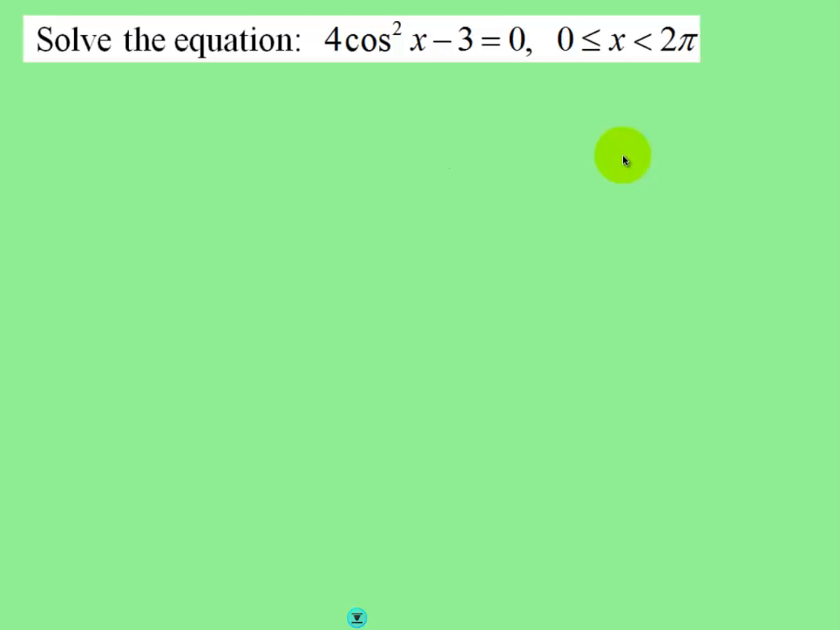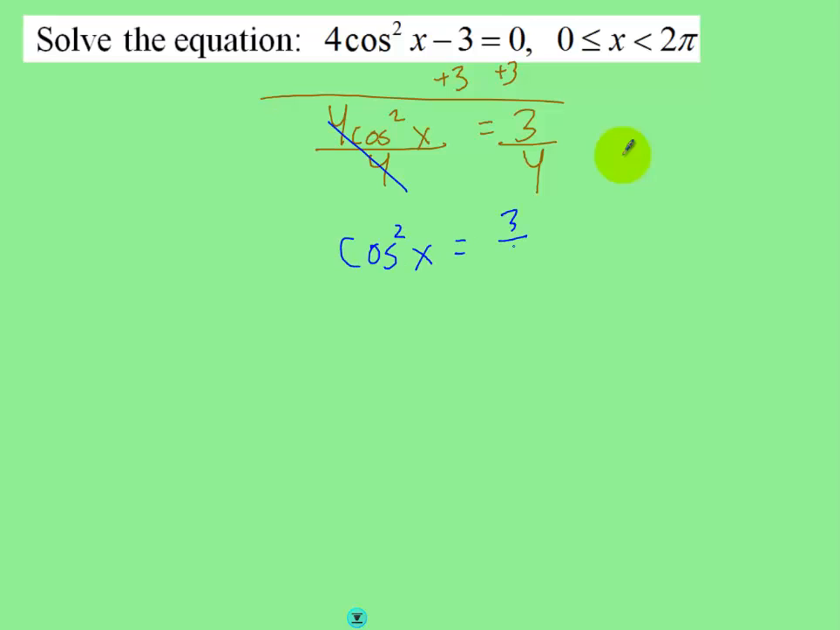Again, I want to isolate the trig function. So I'm going to add 3 to both sides. What you're going to get is 4 cosine squared of x equals 3. And I want to divide by 4 on both sides. So when you do that, you're going to cancel out the 4's and get cosine squared of x equals 3/4. Now I want to get rid of the squared. I want it to just be cosine, so I'm going to square root both sides.